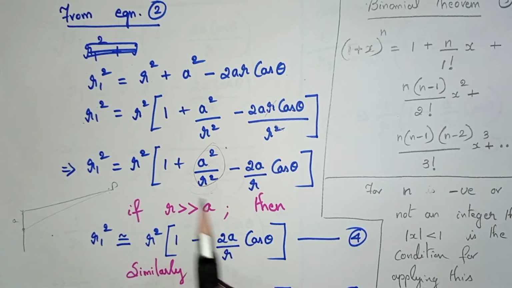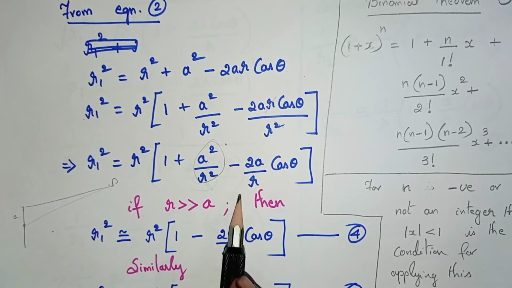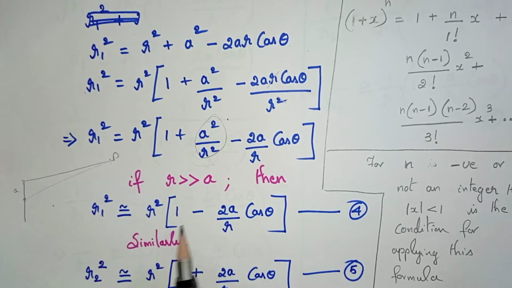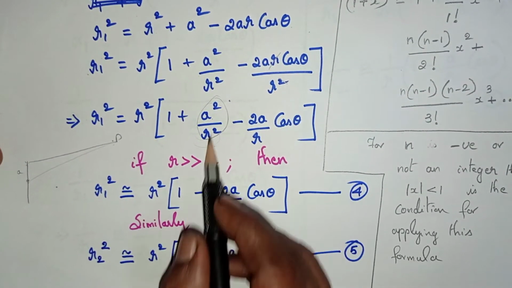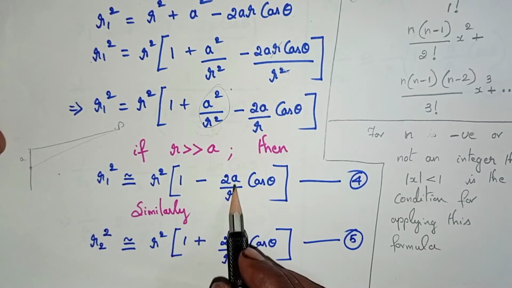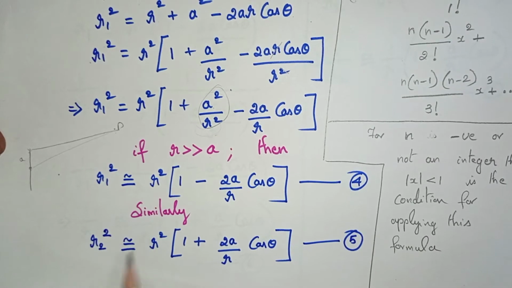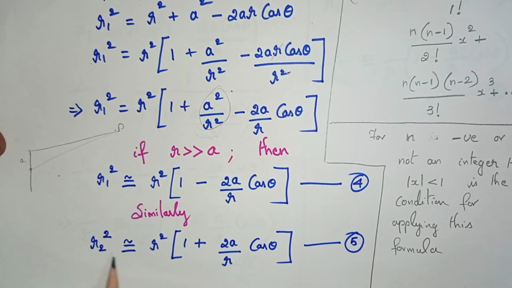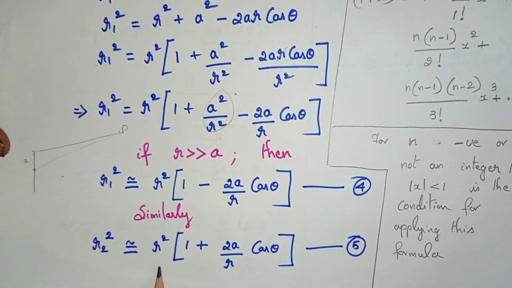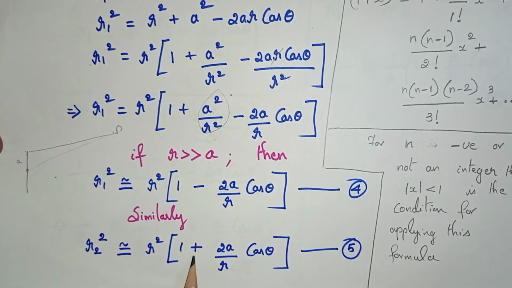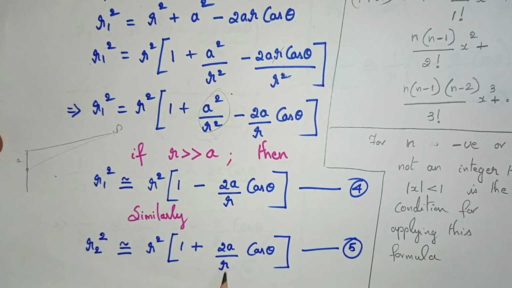Therefore the overall term can be neglected. So if you neglect, r1 square will be approximately equal to r square into 1, so this term cancels out, minus 2a by r cos theta. This is equation 4. Similarly, you can derive for r2 square. r2 square will become approximately equal to r square into 1, there it is minus, but here it is plus 2a by r cos theta.